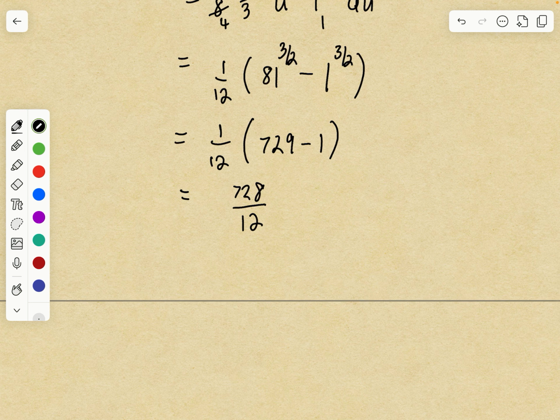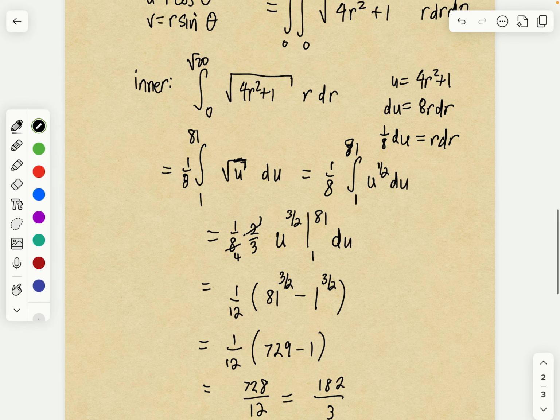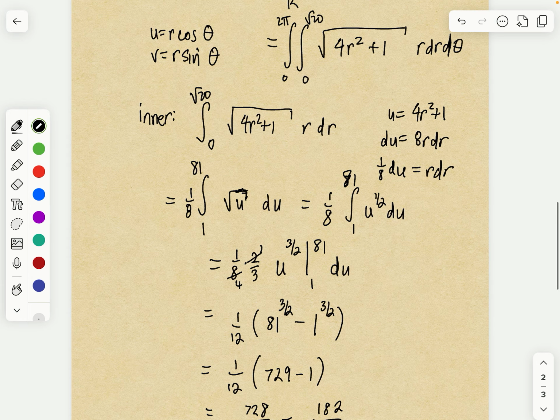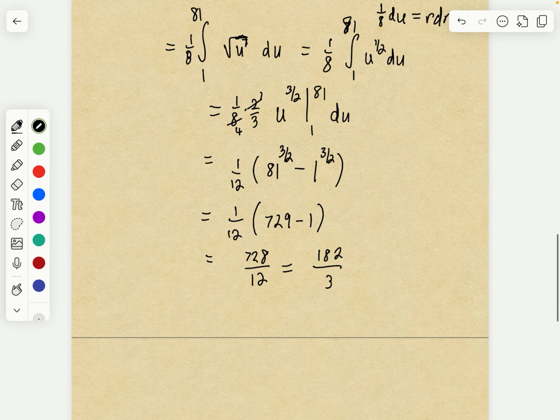Not sure if that simplifies. Okay, the top and bottom are divisible by 4, so I can divide both by 4, and then I get 182/3. So that's my inner integral. We did the inside integral, and now we have to do the outside integral.